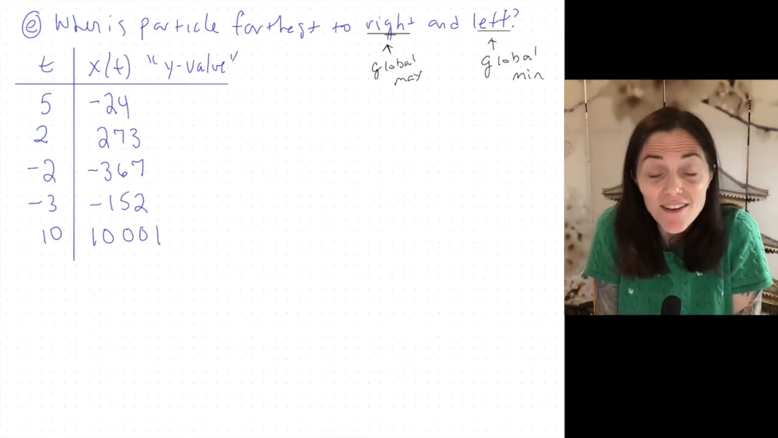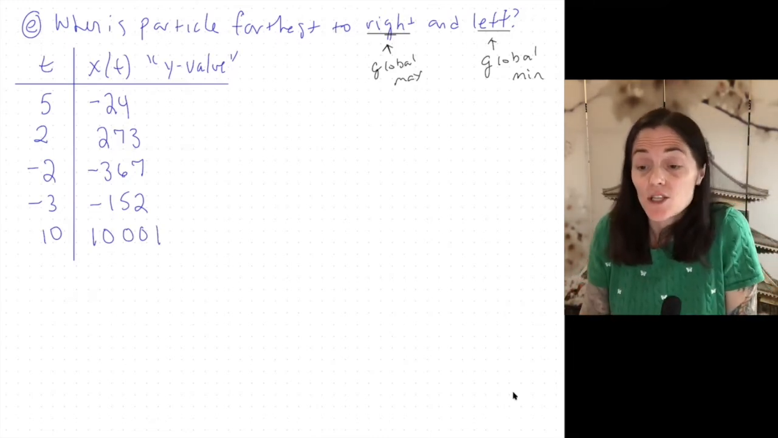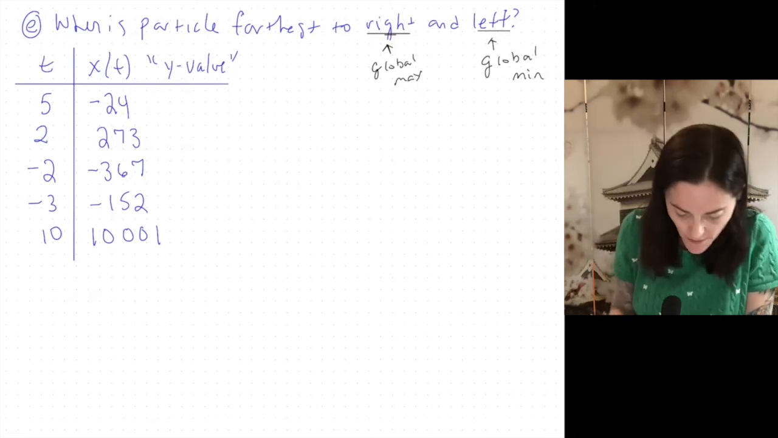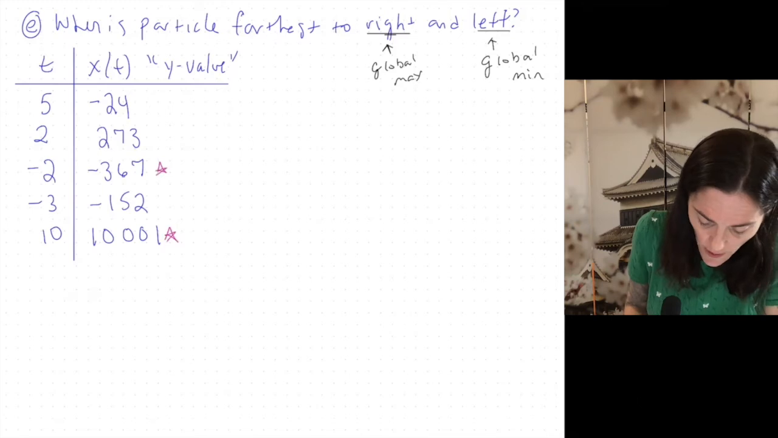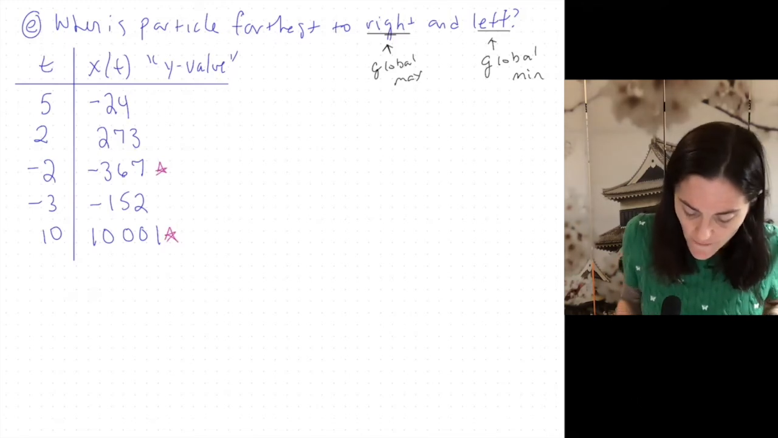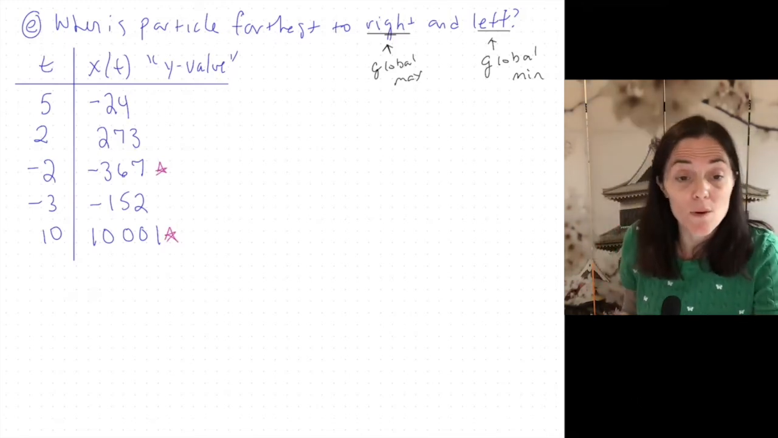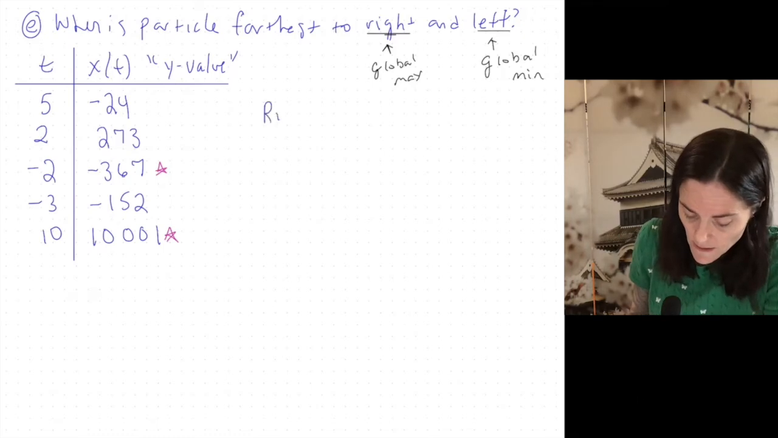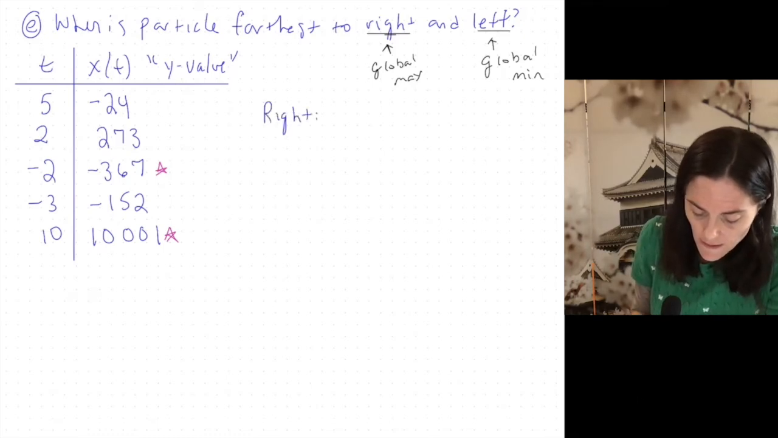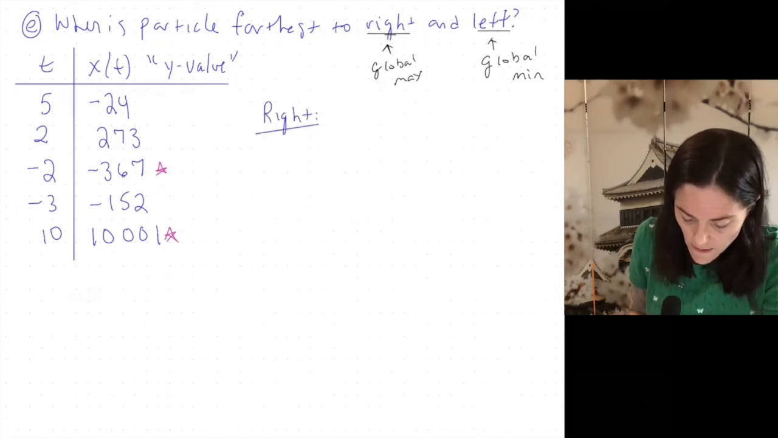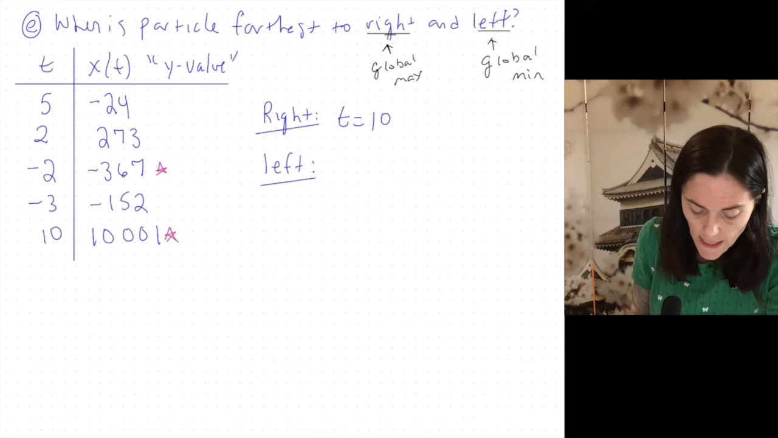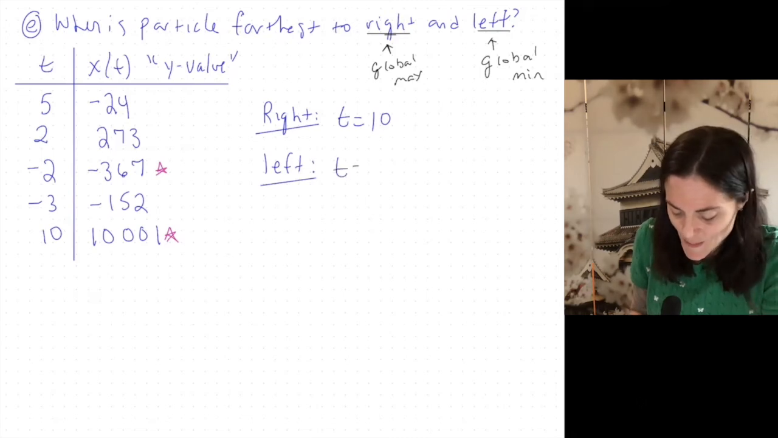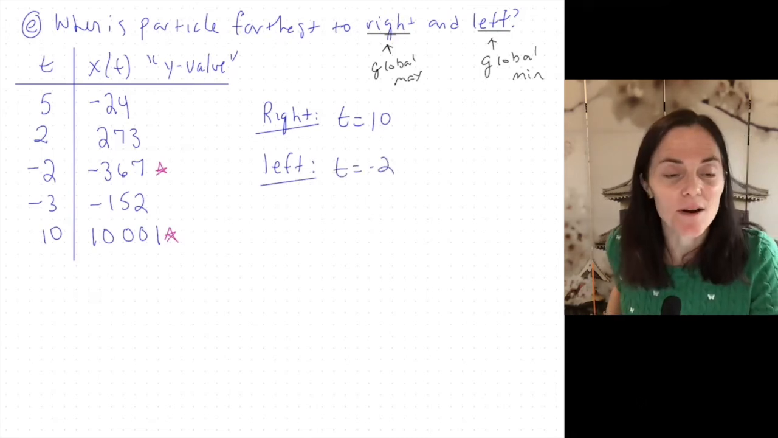Okay, so we see, looking at this chart, we see the highest y value and we see the lowest y value. And now we go back and finish the problem. The particle will be the most to the right at t equals 10, and it will be most to the left. This is our global min at t equals -2. And this is the end of part E.